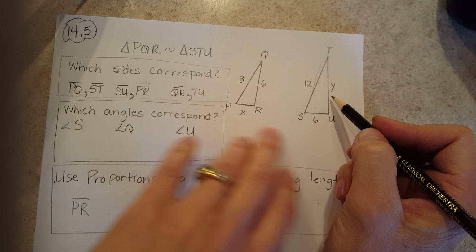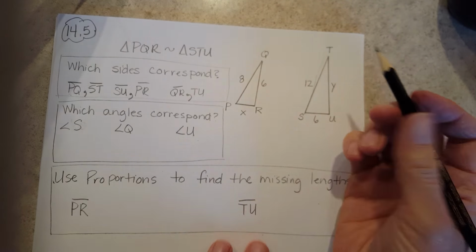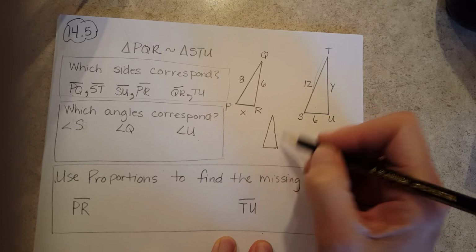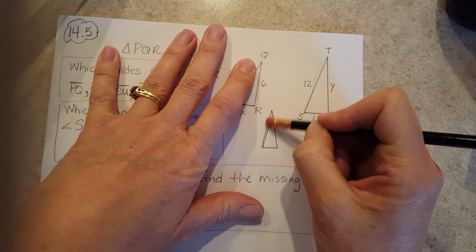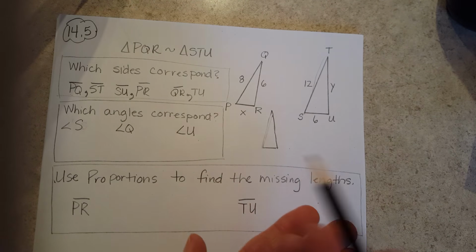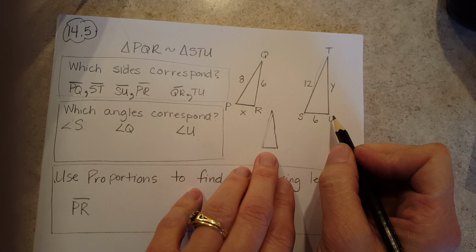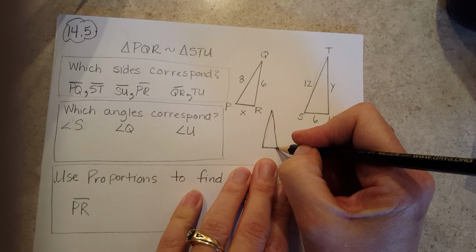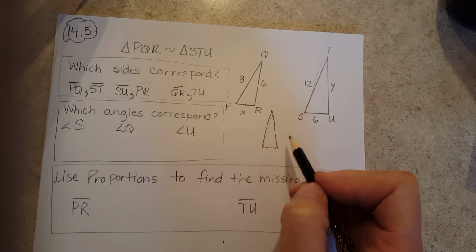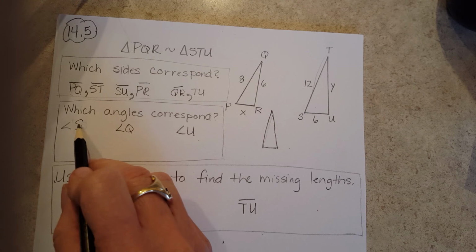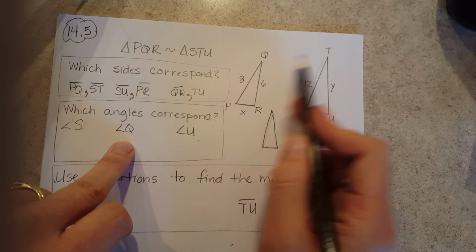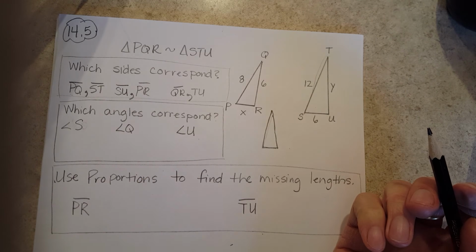Now, it's harder when they draw it in your book. Let's say they draw this one and then they draw this one this way, so that it is not the same layout. It's flipped. It's still a similar triangle, but it's flipped. So now you have to think about which side is which. They'll make it more obvious than these, but you need to make sure you get the right angle or the right side to correspond. Which angles correspond? Even easier yet. S to P, Q goes with T, and U goes with R.